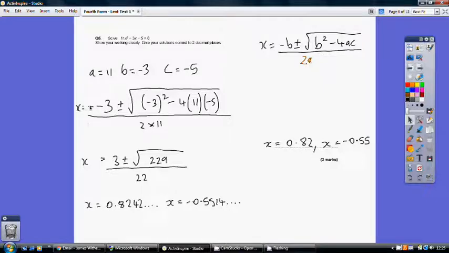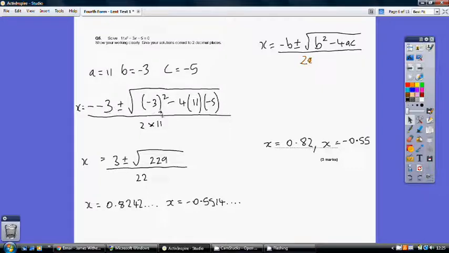Now your first line of workings must be to just literally display all of that. Now lots of you did not protect the minus 3. Minus 3 squared is plus 9. Lots and lots of you were forgetting to put the minus 3 in a bracket. So remember to protect the minus.